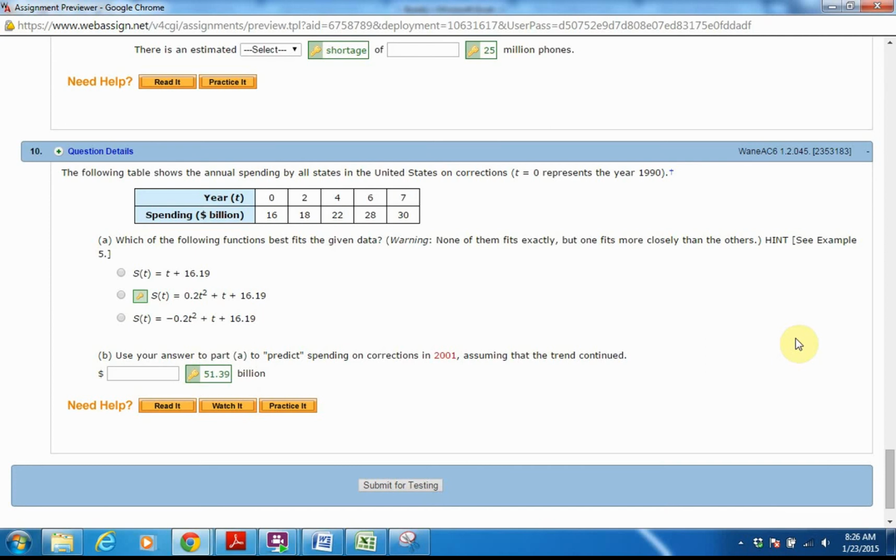It says, which of the following functions best fits the given data? There, you know that you're going to go into Excel, insert a scatter plot, and then take some tests. Since I've given you choices, you would be able to look at the choices that I've given you. Then it says use the answer to predict the spending on corrections in 2001. I've given you the domain value, so you would just basically enter that to get your value for the answer.